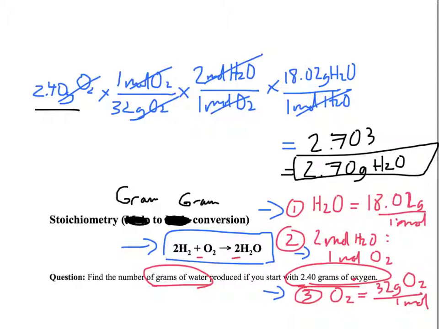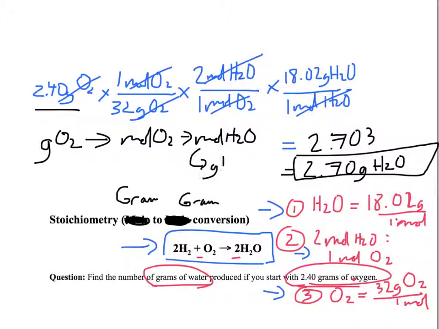And that's our answer. So we went from grams of O2 to moles of O2 to moles of H2O, and finally to grams of H2O to solve this problem, and we get 2.70 grams of water.